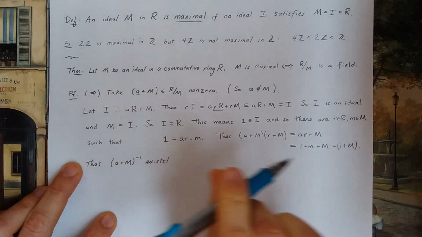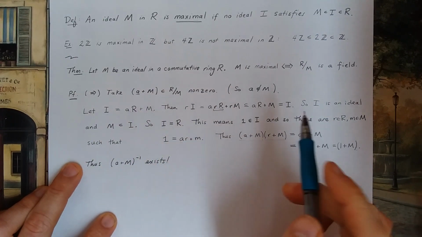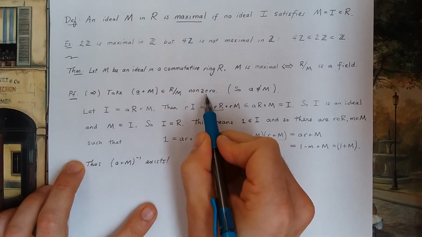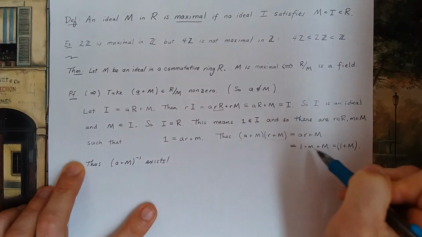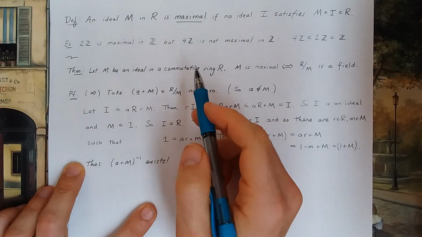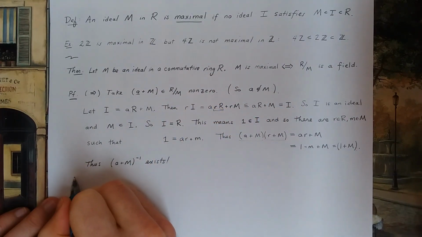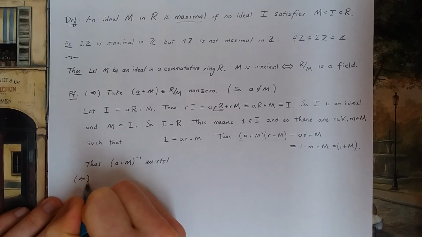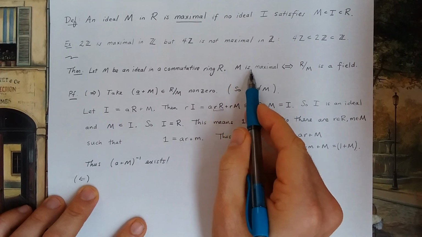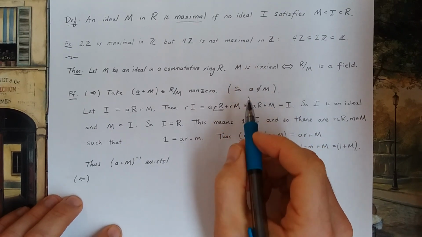That's the end of this direction of the proof, because now I have a field. I took a non-zero element in my ring. I showed that it has a multiplicative inverse. The ring is commutative. That means I have a field. Okay, now for the other direction. Now I'm going to assume I have a field, and I want to prove that M has to be maximal.